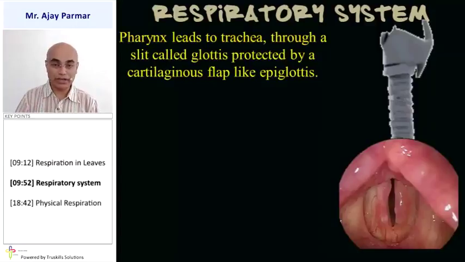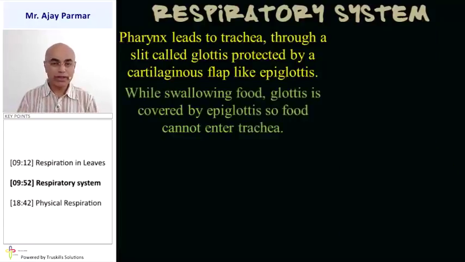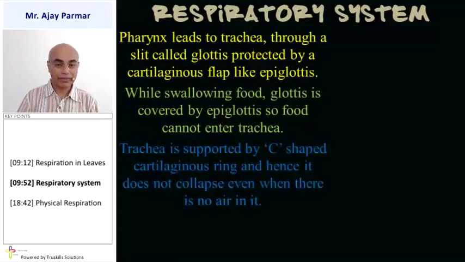That is the structure that is being shown over here. And that structure, from the upper opening, has a slit-like structure, what we call the glottis. And this glottis is covered, I'm showing you in the next, there is a lower figure, by the cartilaginous flap-like structure, what we call the epiglottis. Now, while swallowing food, the glottis will be covered, and so food cannot enter the trachea.